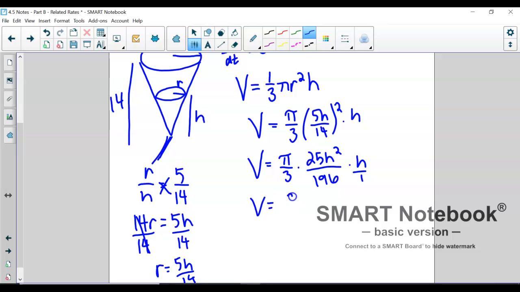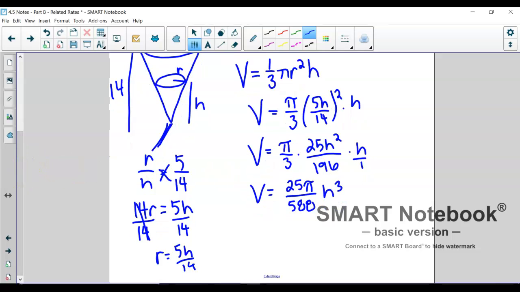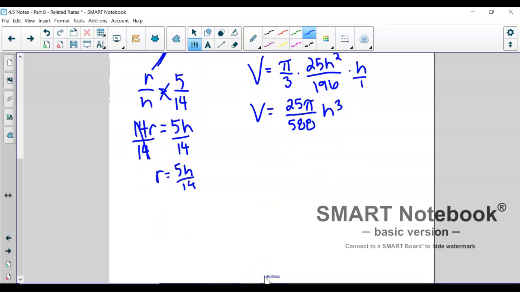That's going to give us 25 pi over 588 h cubed, and it's fine to use your calculator on these. Sometimes these will be given to you non-calculator, but they'll usually give you prettier numbers if they're going to do that. Let me just make sure that 25 over 588 can't reduce. No, it won't reduce.